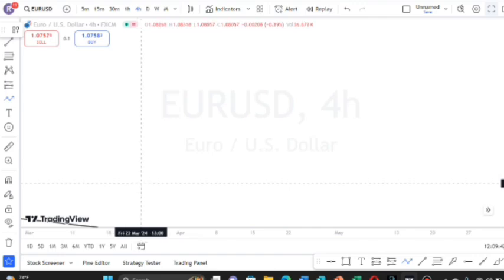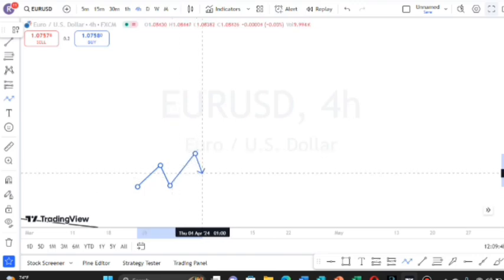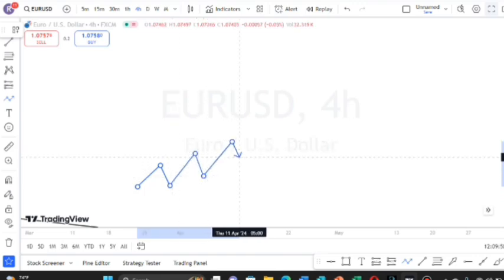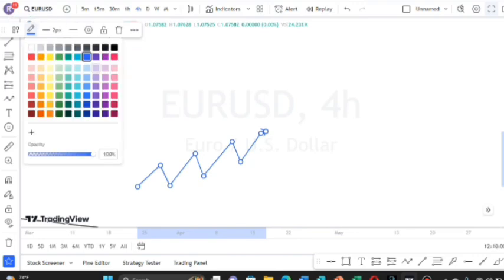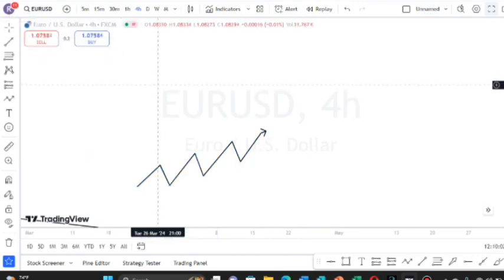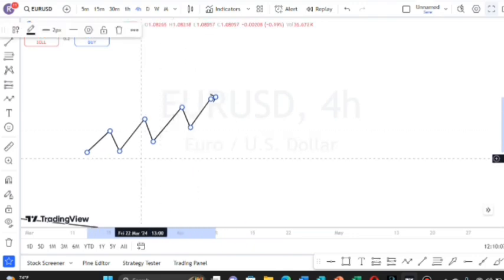In this scenario, the market forms higher high, higher low, higher high, higher low, higher high, and higher low, then higher high. This is a scenario in an uptrending move. So this is the way the market moves in an uptrend, forming higher highs and higher lows.